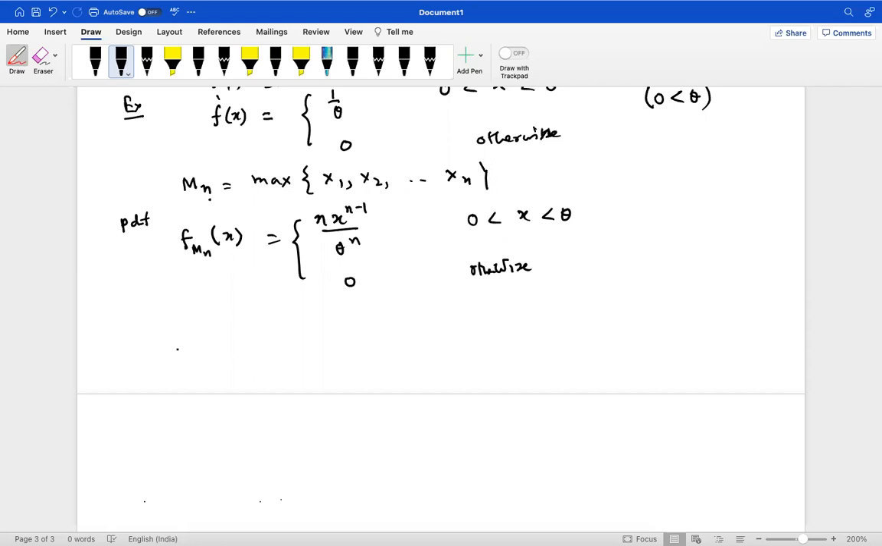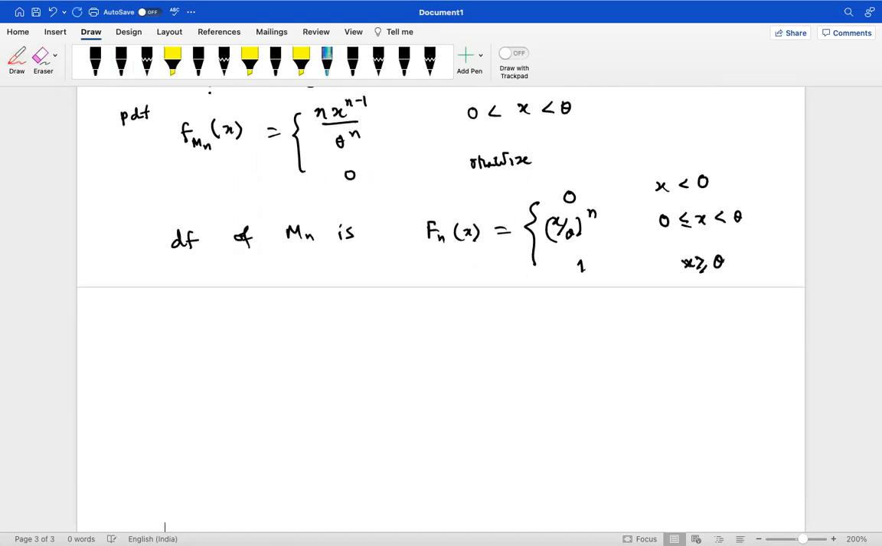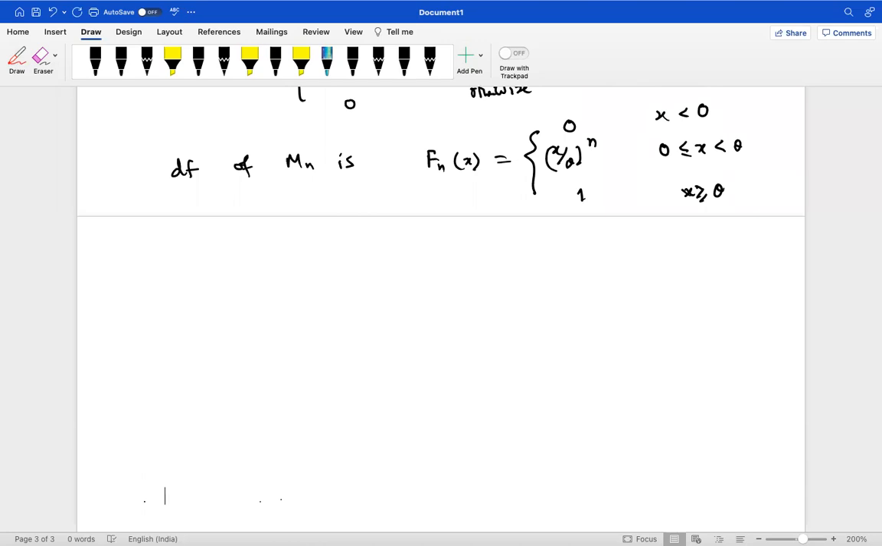Now this is a density function, so what is the distribution function? The distribution function of Mn, say capital F_n(x), again has three cases. Before 0, it is 0. After theta, it is 1. And when x lies between 0 and theta, it is (x by theta) to the power n. This comes from a product of IID uniforms. We know this is the distribution function of the maximum value, and you can easily check that.